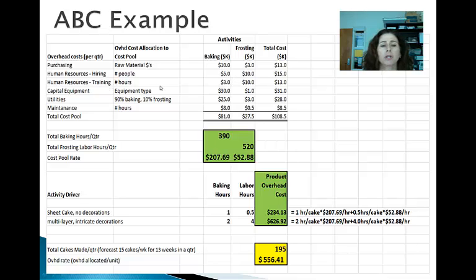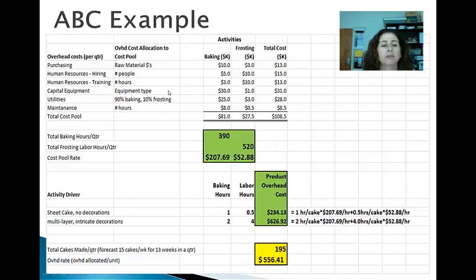Then next we have human resource training, and we've looked at that and decided that the number of hours that people spend in training is what drives that cost, because that drives the development of the material, the rental of the room, the materials that are used during training, all that sort of thing. And so we're saying that frosting has more training hours. More people are trained in frosting than in baking, or more hours are spent training people in frosting than in baking.